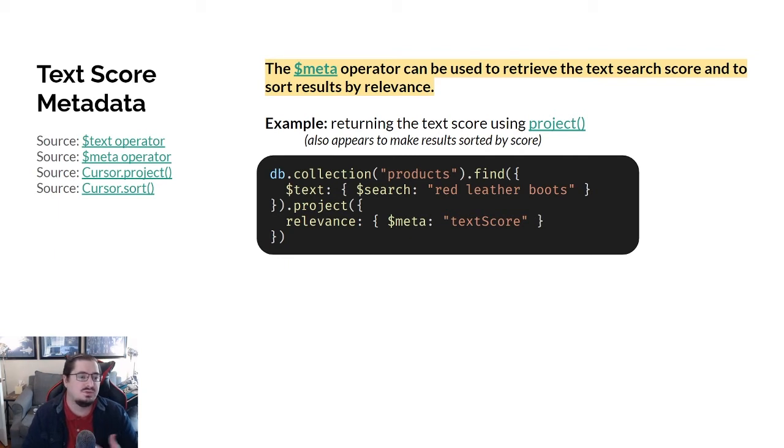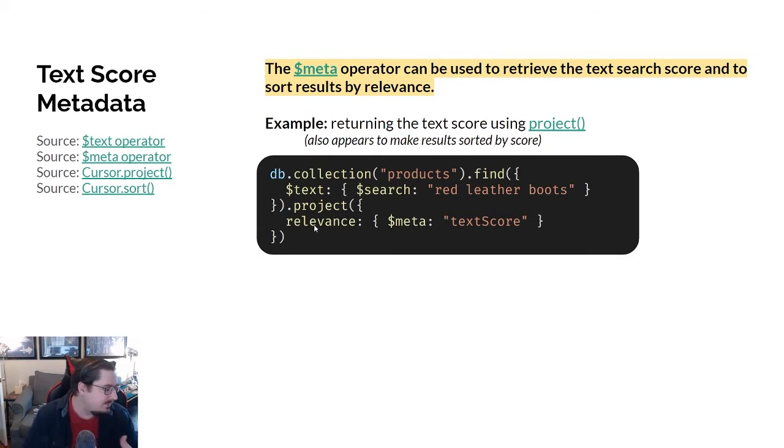So then to sort the results, we're going to use that meta operator. And the basic way that you do this, you're going to say add to project. Project adds or removes columns from your result set. So what we need to do is basically add this virtual column, which is the text score. So we're going to say project, and we're going to add in a column named relevance.